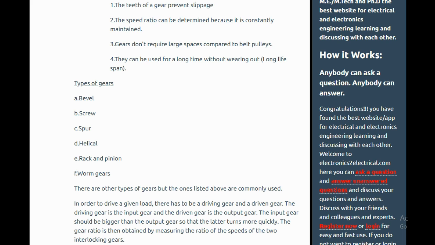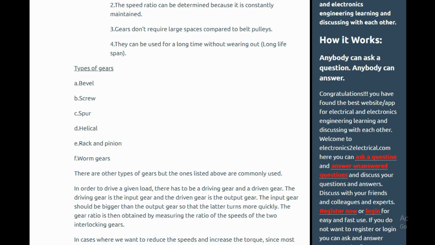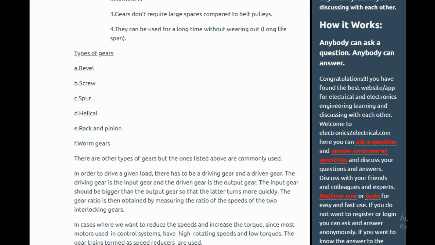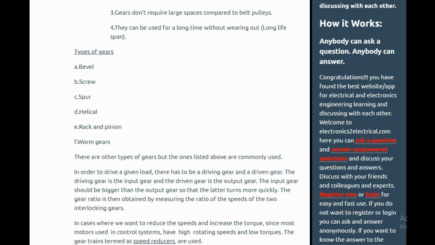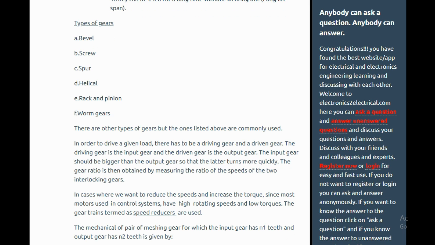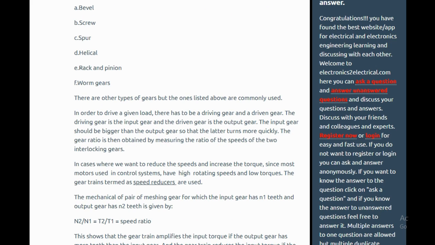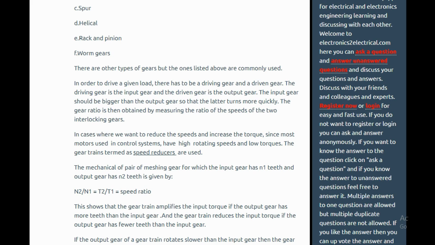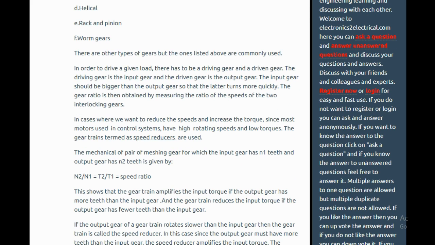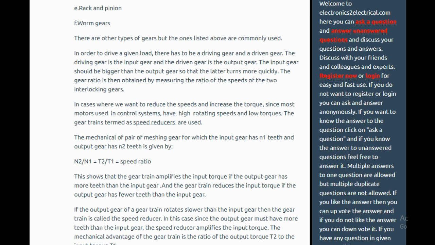In cases where we want to reduce the speeds and increase the torque, since most motors used in control systems have high rotating speeds and low torques, the gear trains termed as speed reducers are used. The mechanical advantage of a pair of meshing gears, for which the input gear has N1 teeth and the output gear has N2 teeth, is given by N2/N1 equals T2/T1 equals speed ratio.